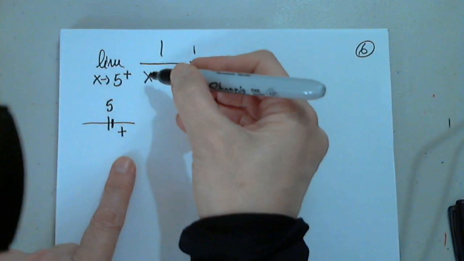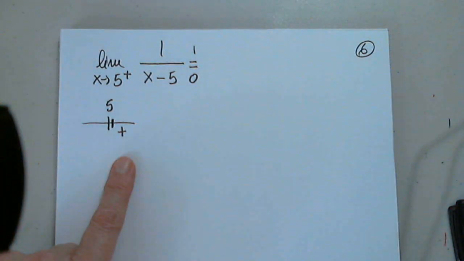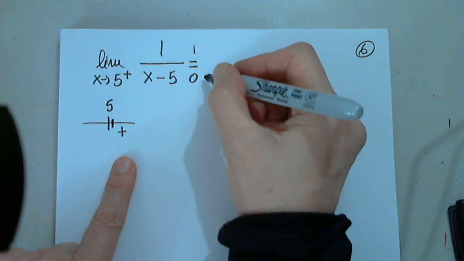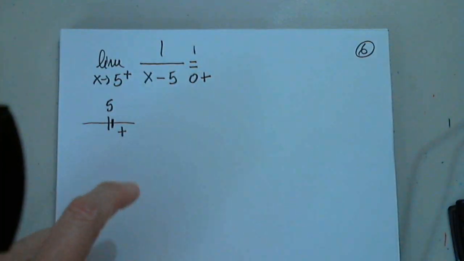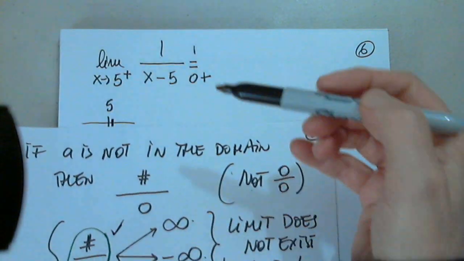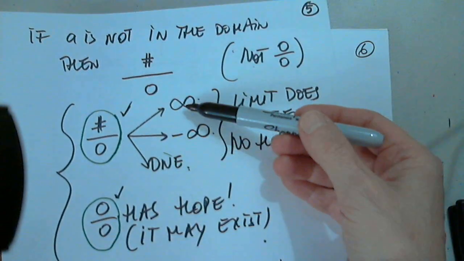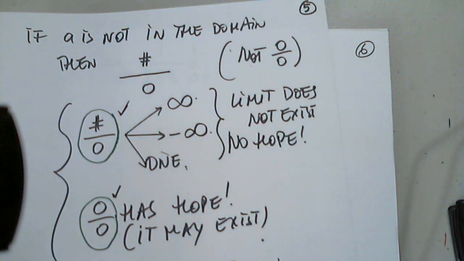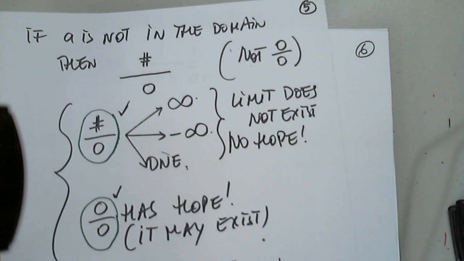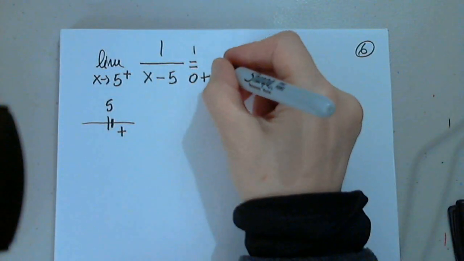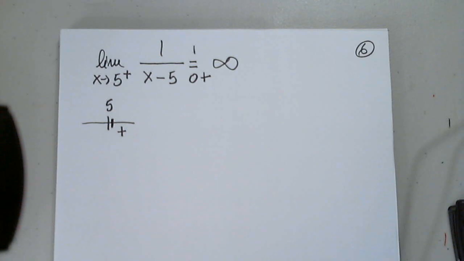5.5. Excellent. 5.5 minus 5, just give me the sign of the answer. I don't care for the exact answer. I only care about the sign. Positive. Good. That means I will choose which of these options, knowing that the top is positive 1 and the denominator will be a positive number. What will I choose from these three? Positive infinity. That's it. Excellent. Any questions on this?